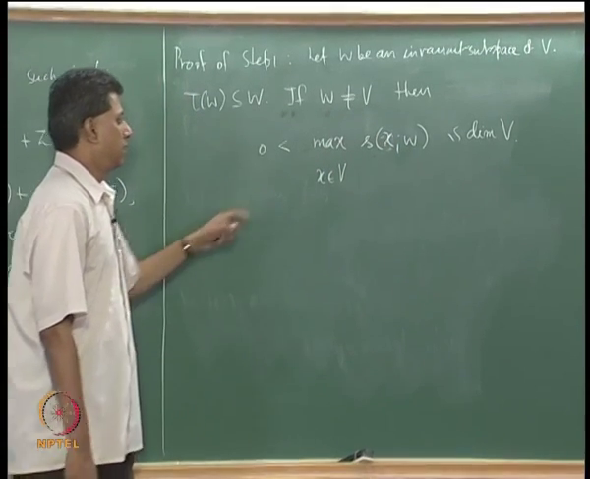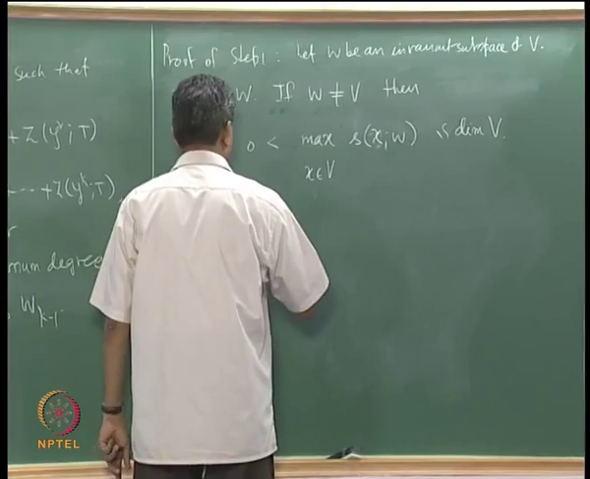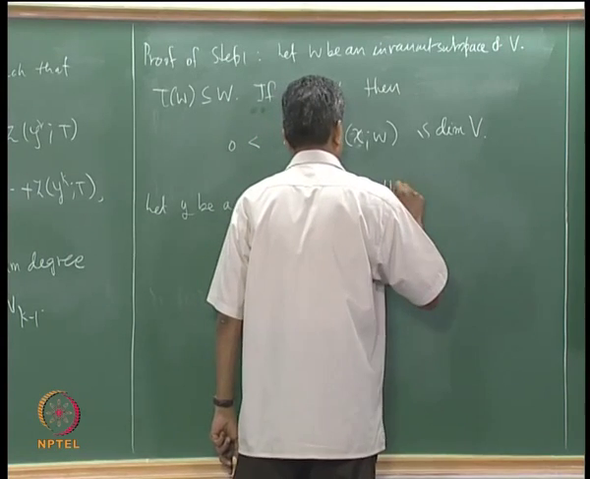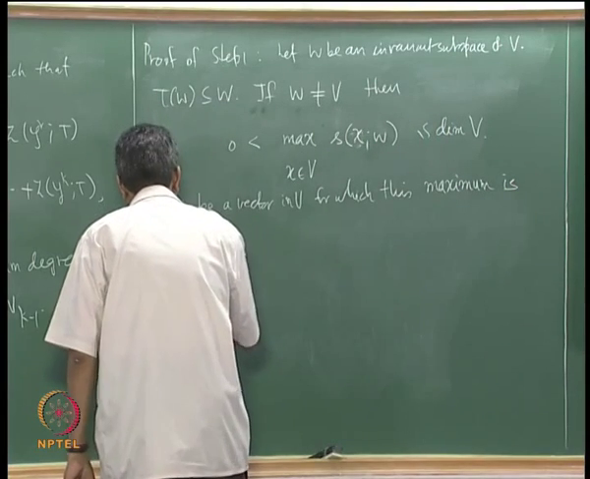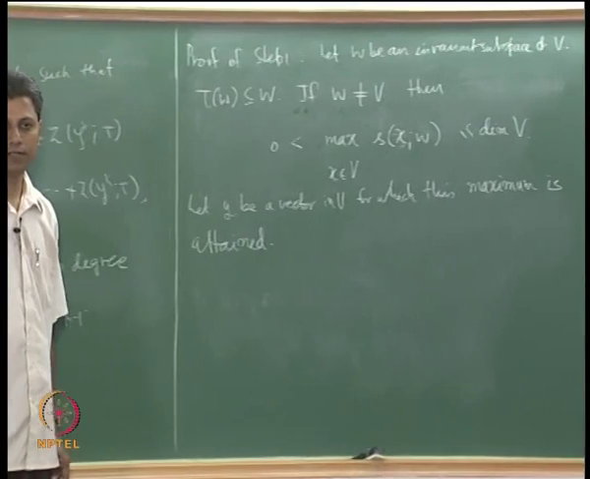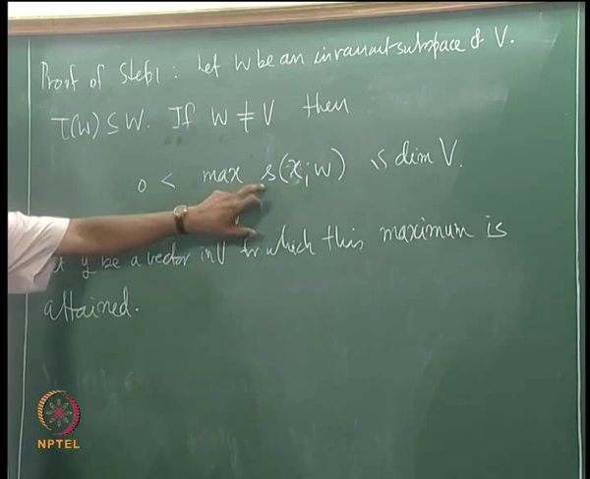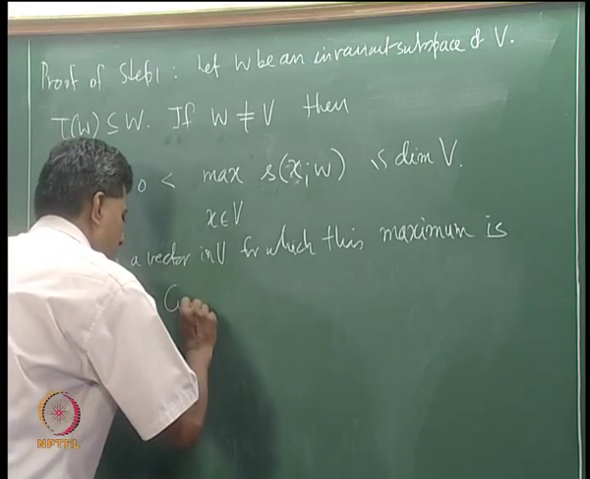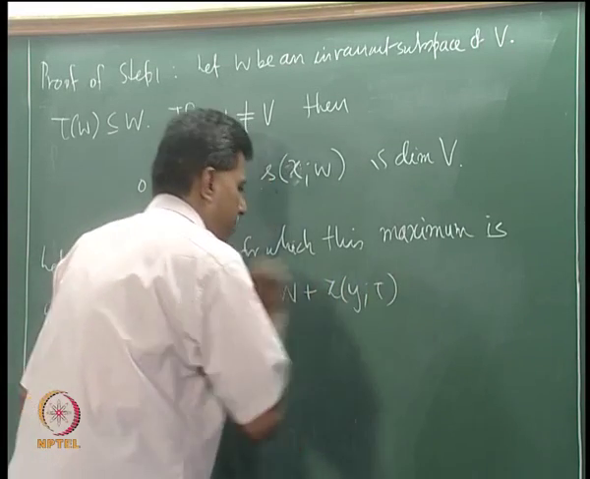I will take a particular vector y which attains this maximum. Let y be a vector in V for which this maximum is attained. In principle, this y can be found. There is a y that attains this maximum. All that I will do is consider a new subspace W plus Z(y; T).